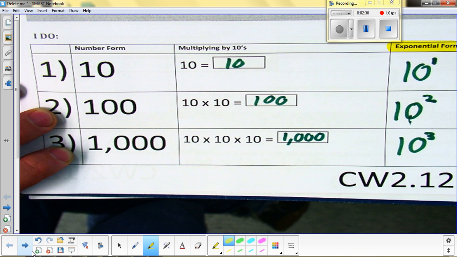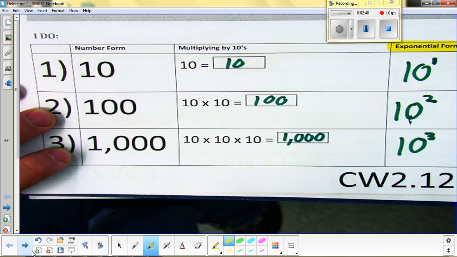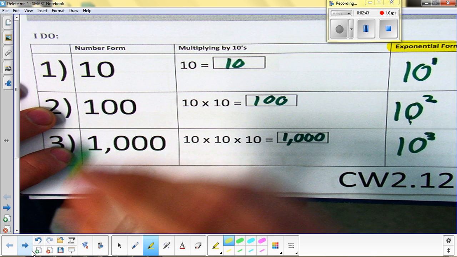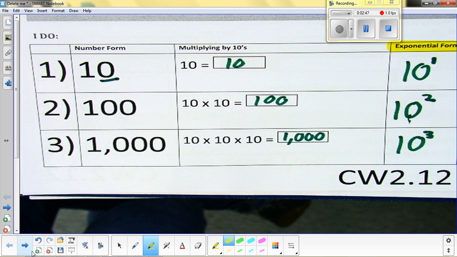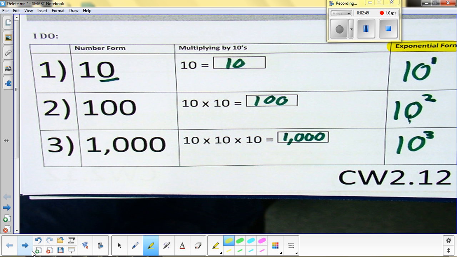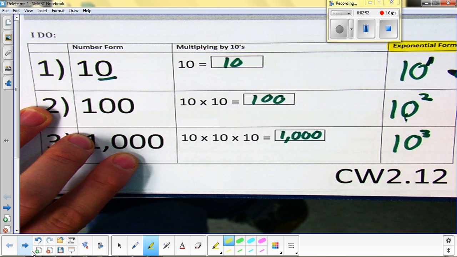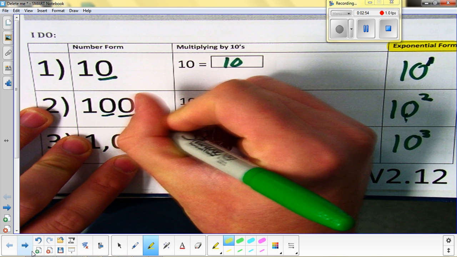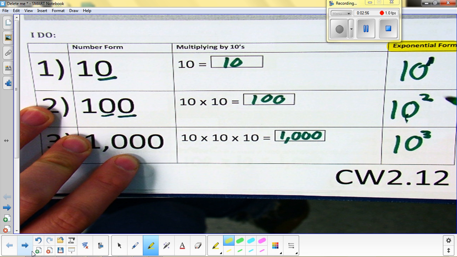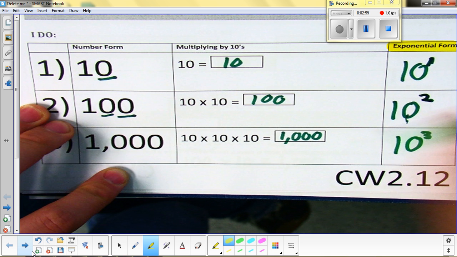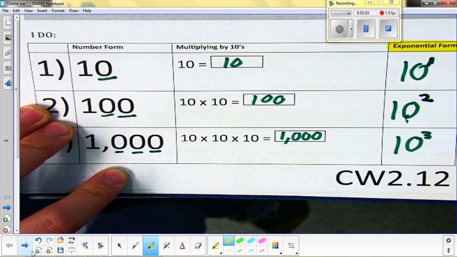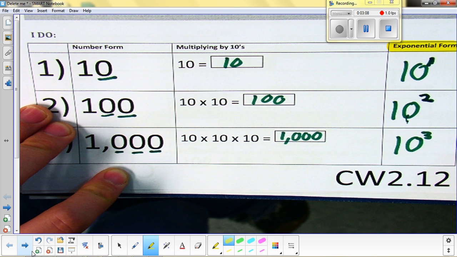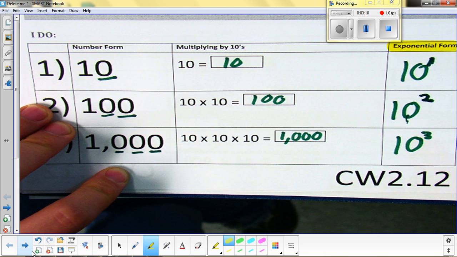The smart way of doing this is just to count the number of zeros. How many zeros in 10? 1 zero, so this is 10 to the first power. How many zeros in 100? 2 zeros, so this is 10 to the second power. How many zeros in 1,000? 3 zeros, so this is 10 to the third power. Let's practice going back and forth between these.